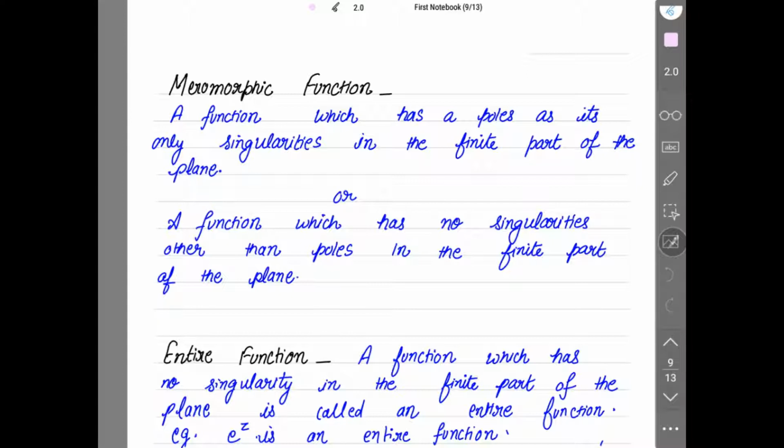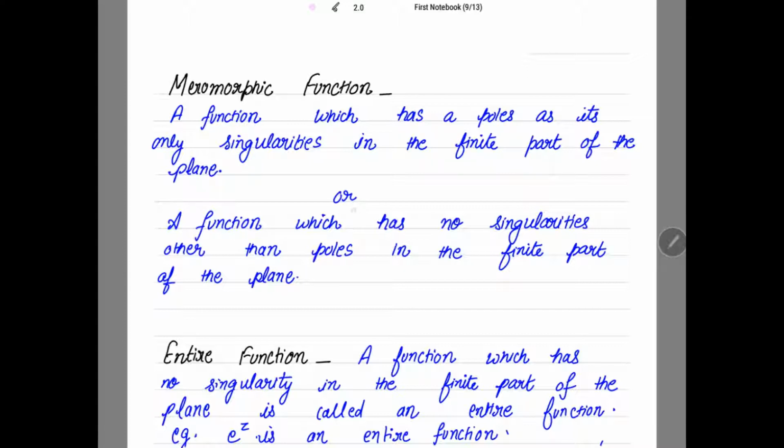Meromorphic function: a function which has poles as its only singularities in the finite part of the plane. Which means a function which has singularities only and only poles. In the last video we also did one theorem, that a rational function has no singularity other than poles, also in the finite part of the plane. We have done the proof of this theorem in the last video, you can check.